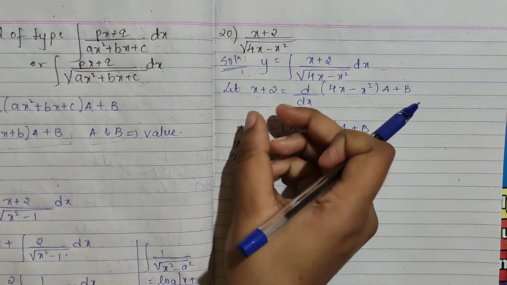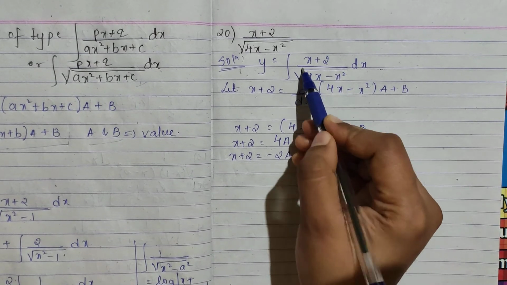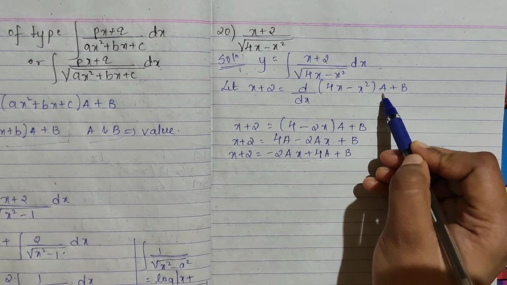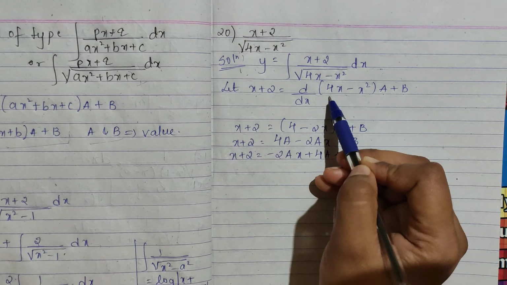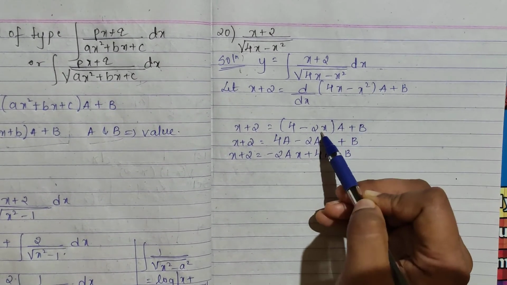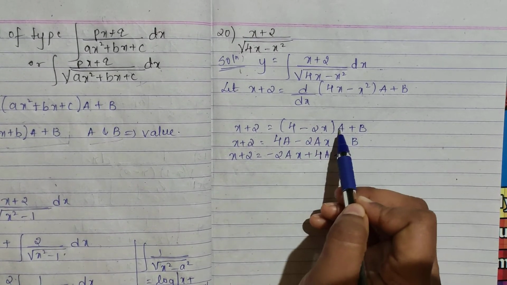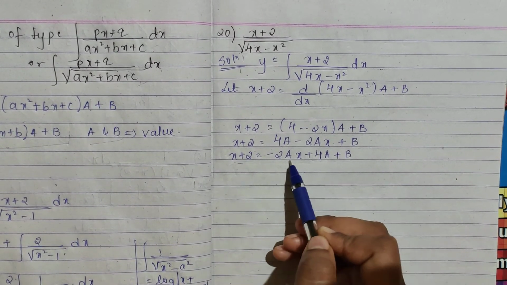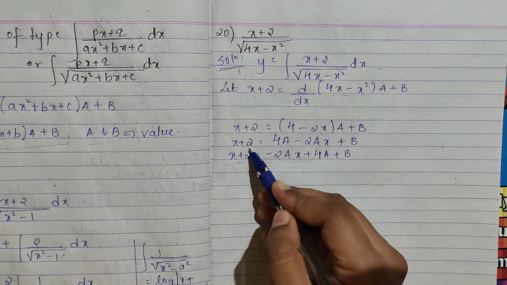Let us take your numerator x plus 2 equal to differentiation of your denominator, don't take the root, only take your interior part, that is 4x minus x square, into a, plus b. X plus 2 keep it as it is. Derive it: deriving 4x gives 4, minus x square gives 2x, into a, plus b. Multiply your a: 4a minus 2ax plus b. Now I have arranged this according to your x and your constant. Why? We will compare the coefficients of your x and constant.